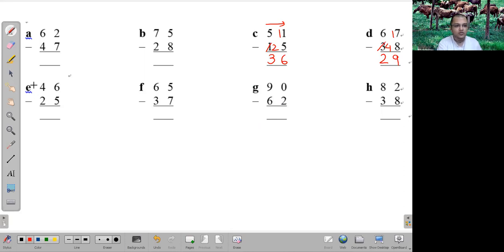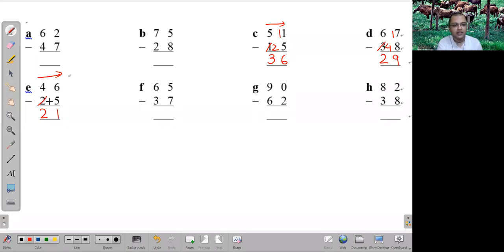Right. So who wants to try number E using the left to right method? Prabhuji, Akshay. So E, I did 46 minus 25. You have to subtract 6 from 5... no, no, follow the left to right method. You just do 4 minus 2 and then 6 minus 5. 4 minus 2 is 2. 6 minus 5 is 1.